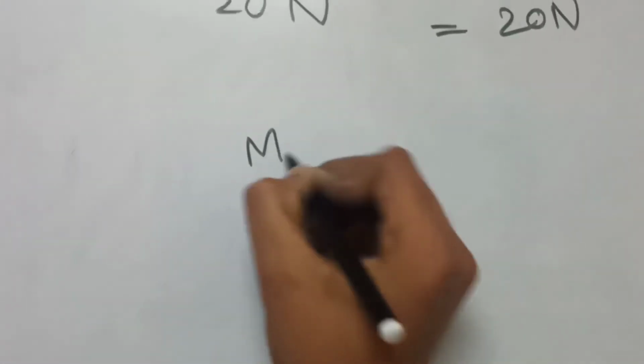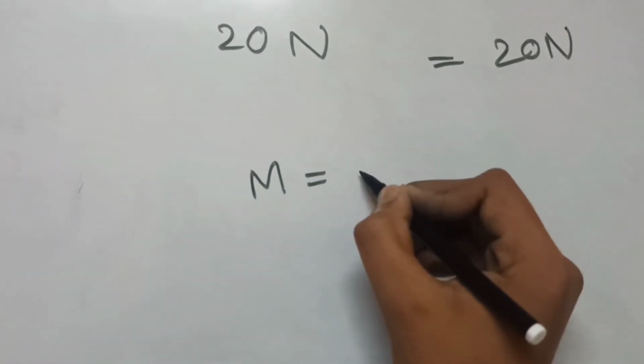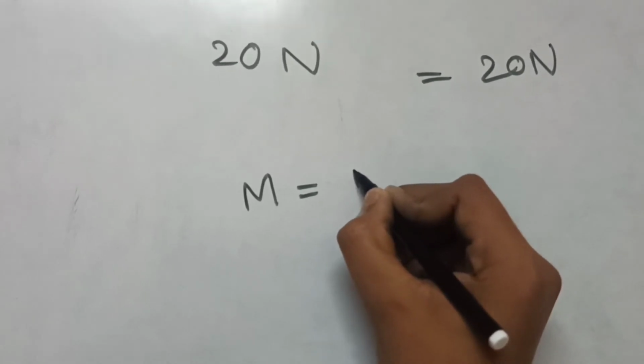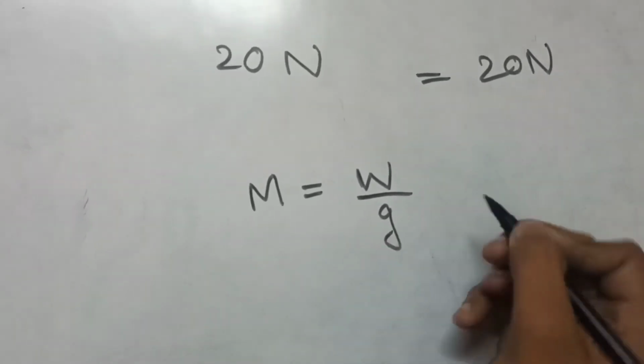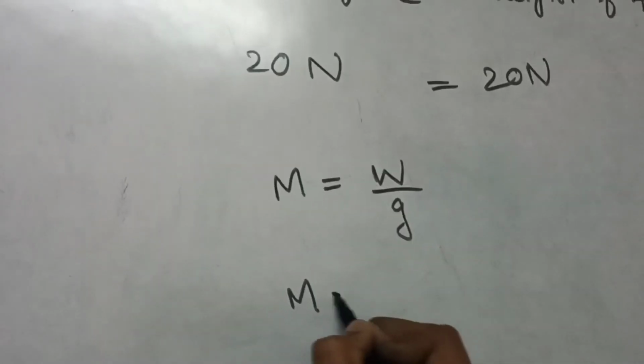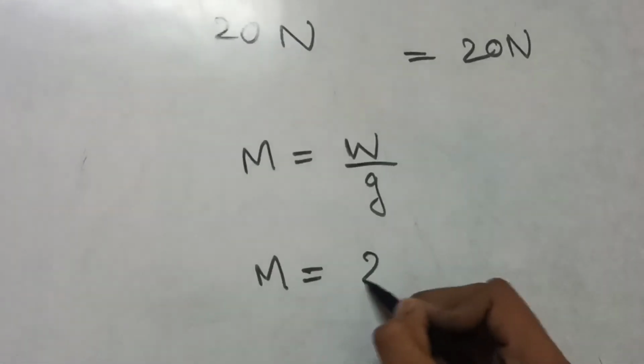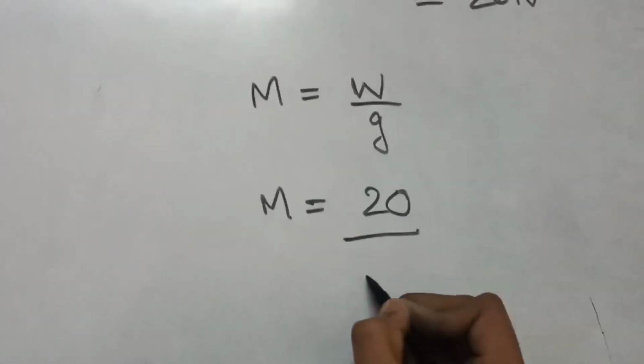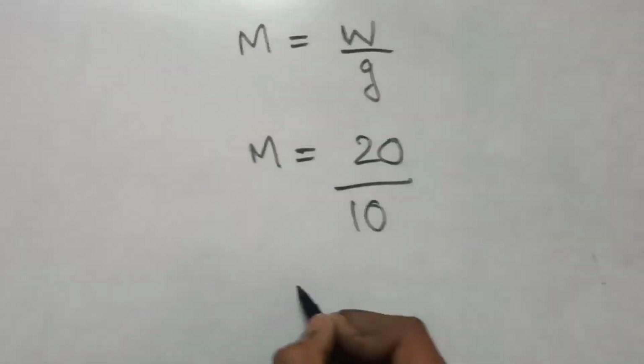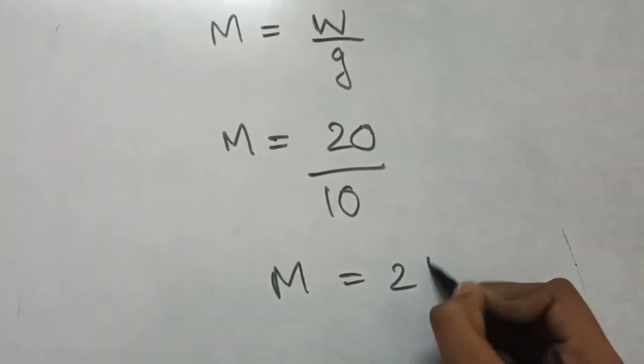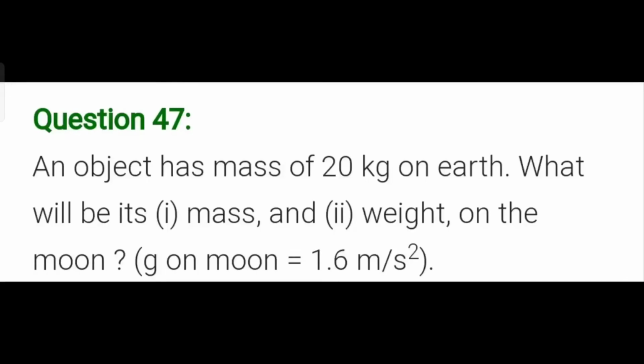And mass is equal to the weight divided by gravity. So weight we know is 20, divided by the gravity, which is given in the question as 10. So the mass of that object is 2 kgs.